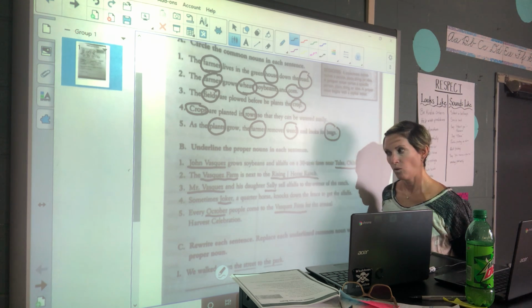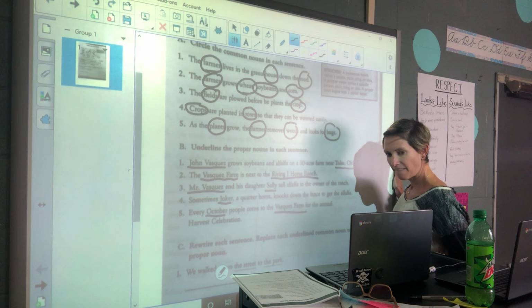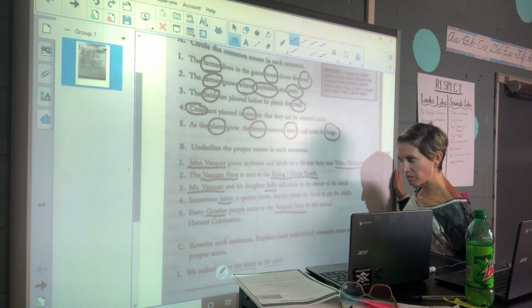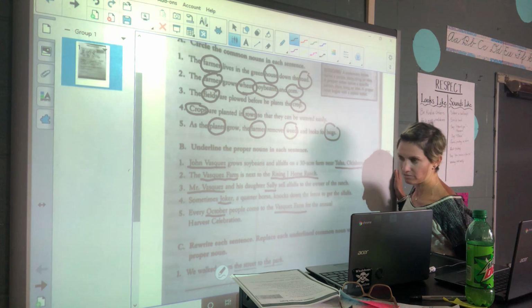Yes. What is the proper noun in number 5? Every October, people come to the Vasquez farm for the annual harvest celebration. Say that number.